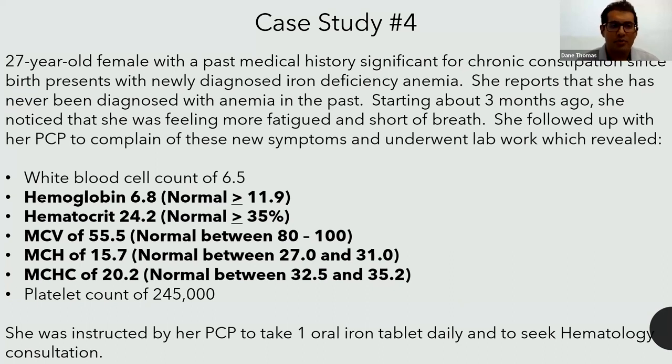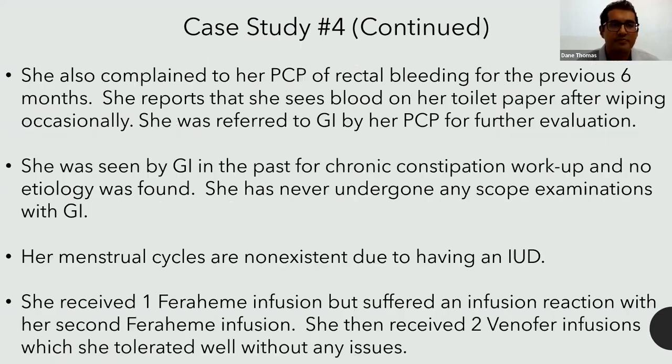And as you can see in the bold, she presented with severe anemia with a hemoglobin of 6.8, hematocrit of 24.2, MCV of 55.5, MCH of 15.7, and MCHC of 20.2. She was instructed by her PCP to take one oral iron tablet daily and to seek hematology consultation right away. She also complained to her PCP of rectal bleeding for the previous 6 months. She reports that she sees blood on her toilet paper after wiping occasionally. She was referred to GI by her PCP for further evaluation.